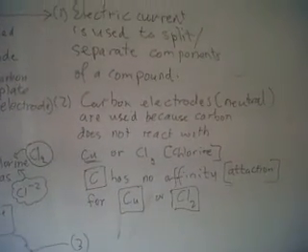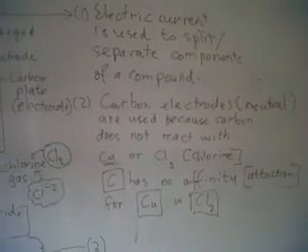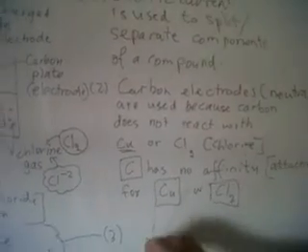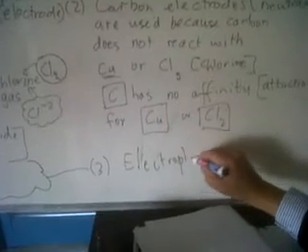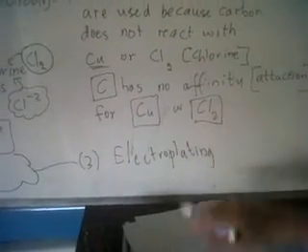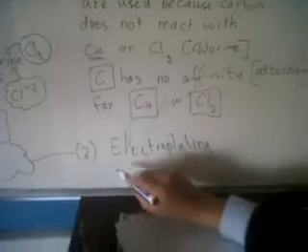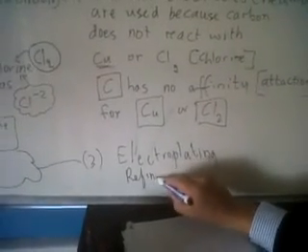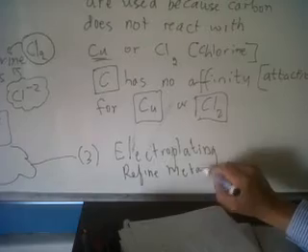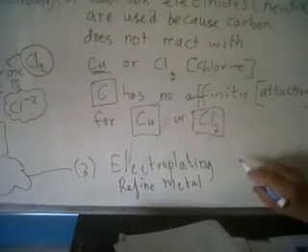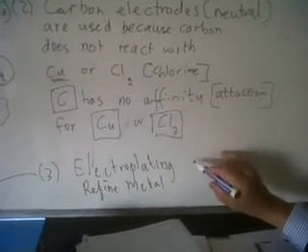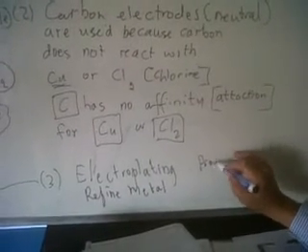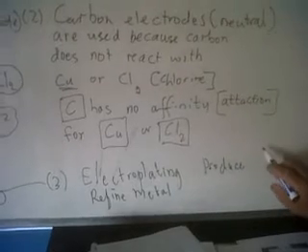Now, if they should ask you a question like, where do they use electrolysis in industry? Then you heard about electroplating. So that's where they use it, electroplating. If they want to refine a metal, to make it very pure, they use electrolysis. And they also use it to produce certain chemicals.